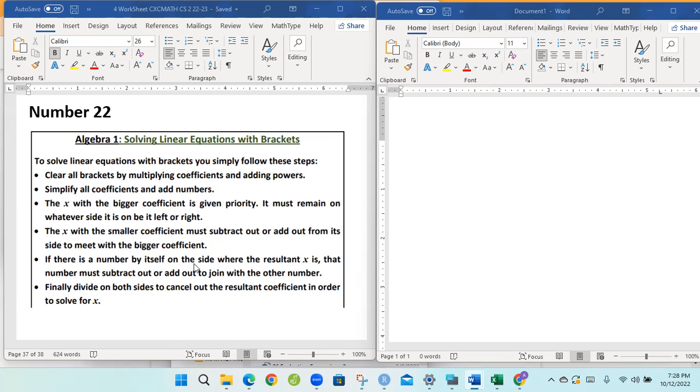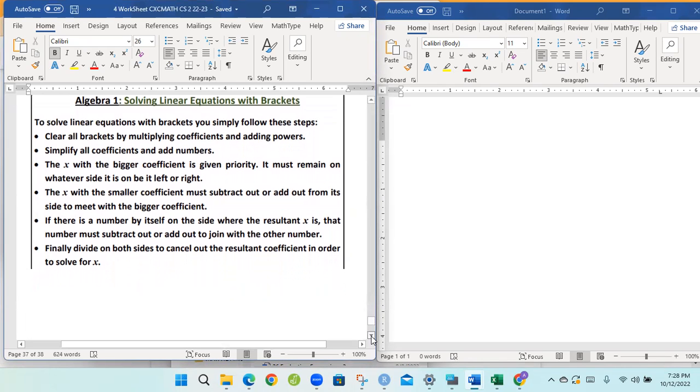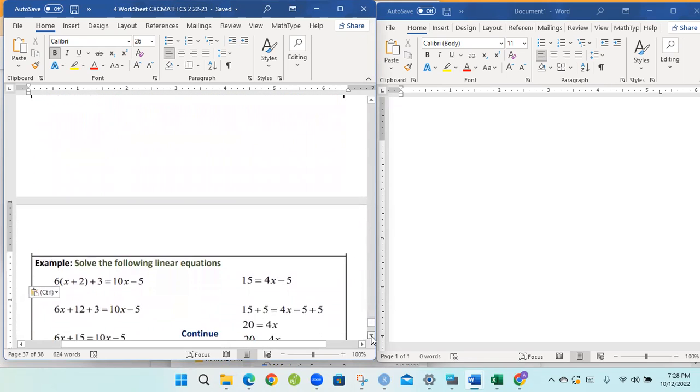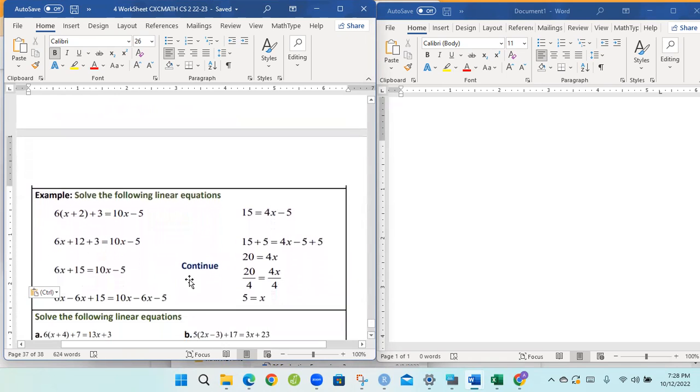If there is a number by itself, you subtract or you add to cancel it out. And finally, you divide by the resultant coefficient. Most times when you're solving linear equations, the last step is a division, so you're dividing out a coefficient. So look, we have an example here.